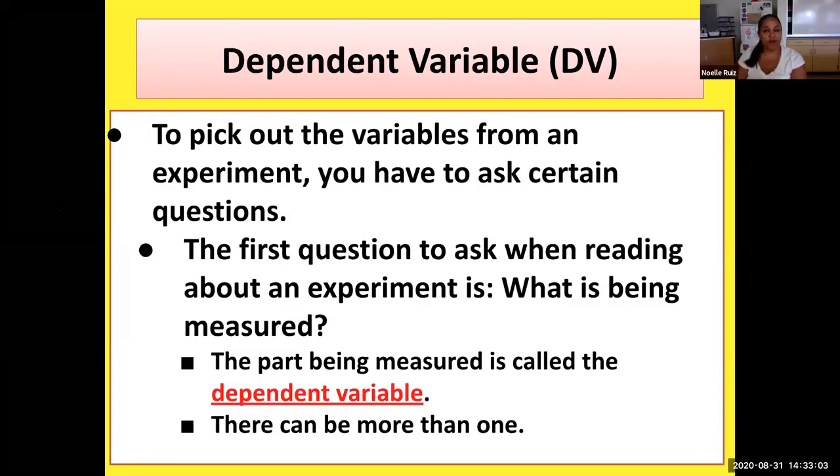The first is called the dependent variable. And to pick out the variables from an experiment, you have to ask certain questions. The dependent variable is always the easiest to pick out, or it should be. The first question to ask when reading about an experiment is what is being measured? Whatever is being measured, that part is called the dependent variable. And there can be more than one. So we're going to practice. Our next slide is reading through an experiment and picking out the dependent variable of that experiment.